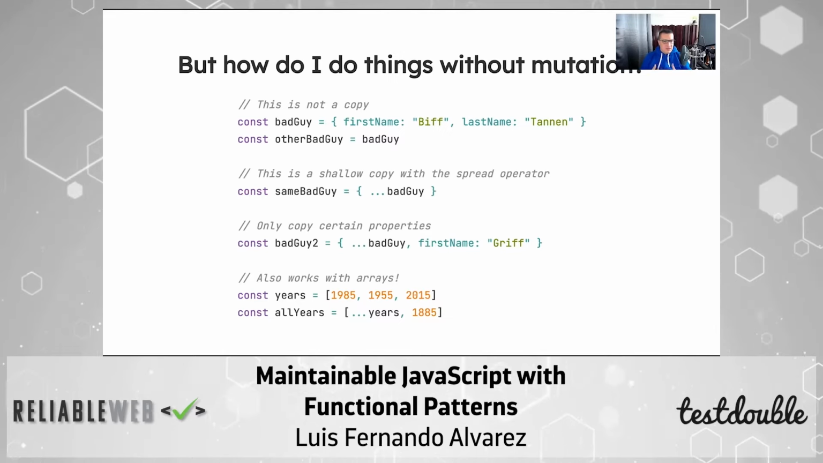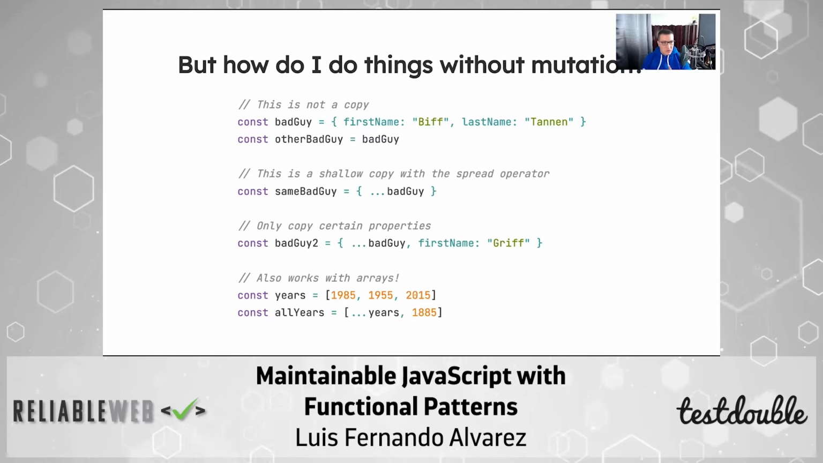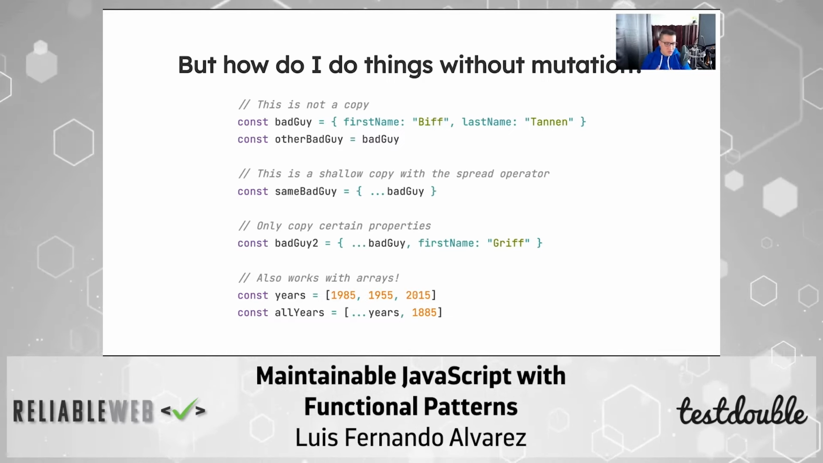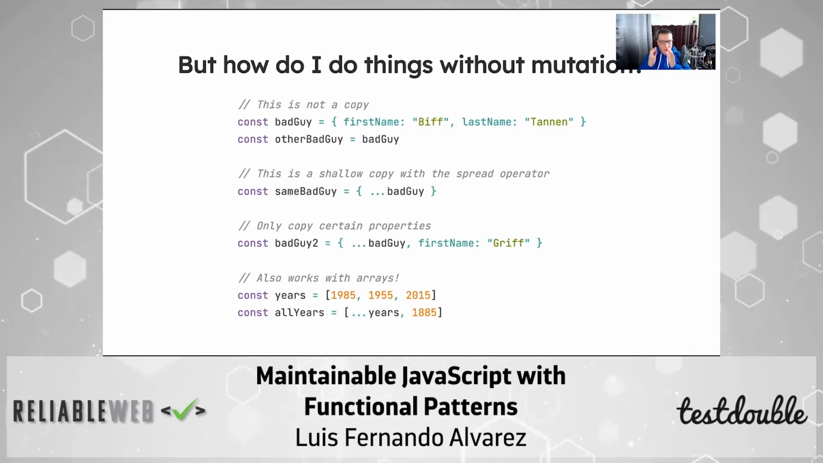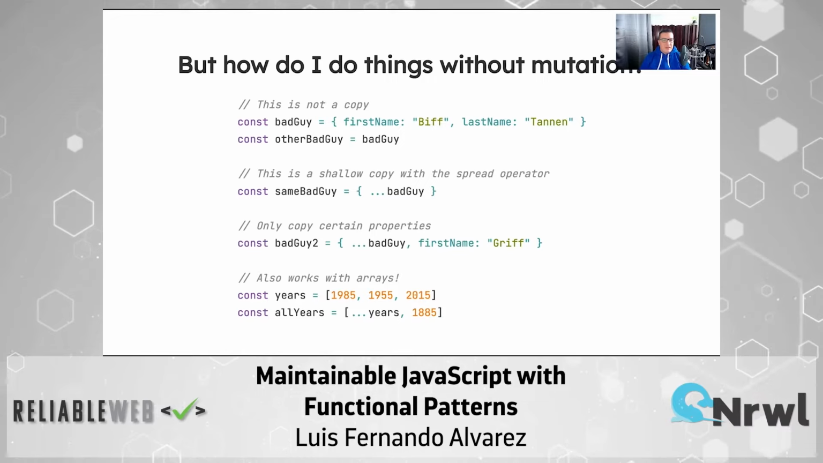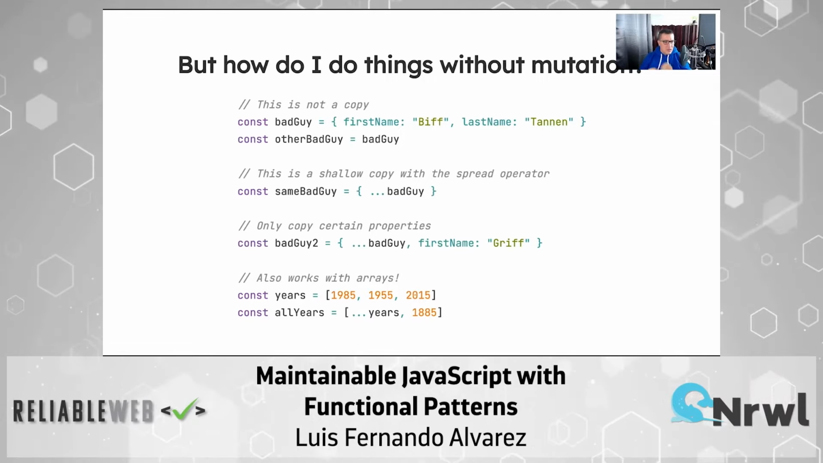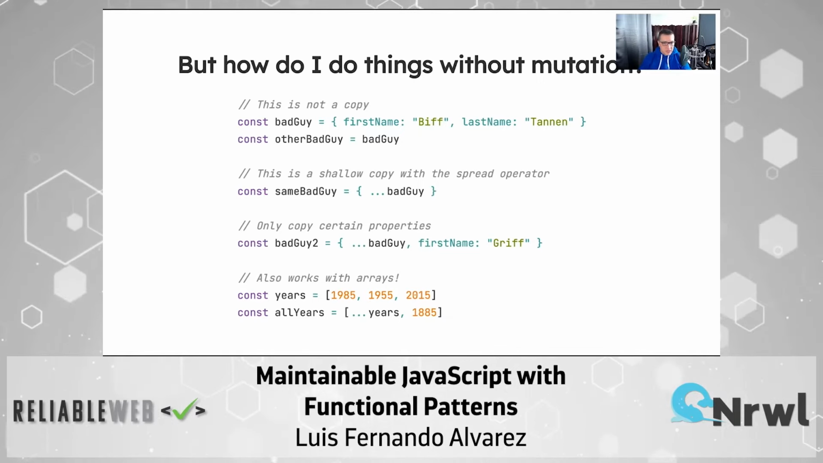But how do I do things without mutation? And that's kind of the biggest question, and that's what I struggled with, right? Because before going into functional programming, I had my brain fixed into, you need variables, you need to change things for it to work. And it's about copying things, copying structures or copying data, and not modifying the original data.